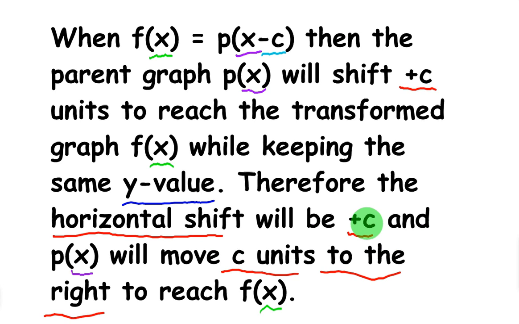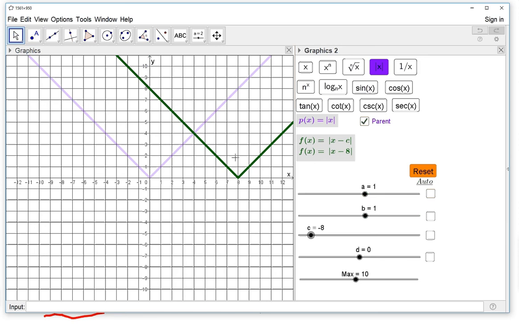And that's going to do it for this video of horizontal shifts to the right. Whenever you have minus c, it will shift to the right, like in this case, 8 units to the right. If you have any other questions about this, let me know.